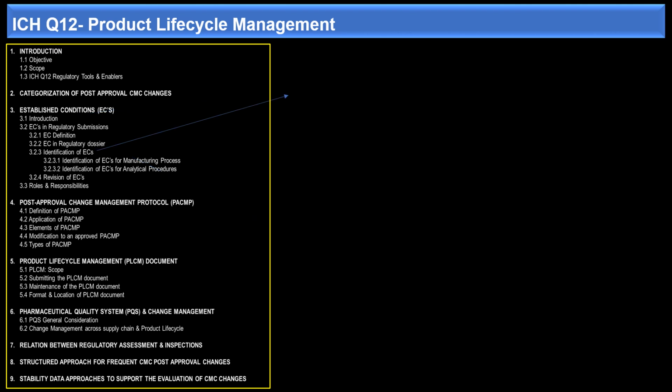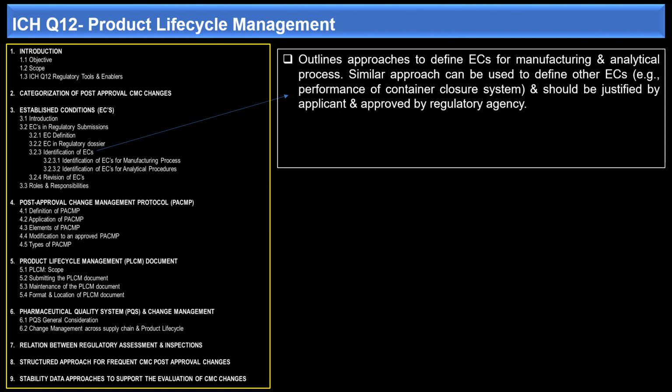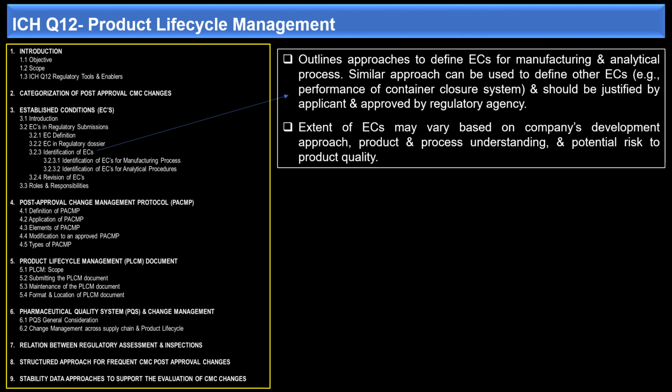Now, going to identification of ECs, this guideline outlines the approach to identify and define the ECs for manufacturing and analytical processes. A similar approach can be used to define other established conditions, like for the container closure system, and they should be justified by the applicant and approved by the regulatory agency. The extent of established conditions may vary based on the company's development approach, product and process understanding, and potential risk to the product quality.